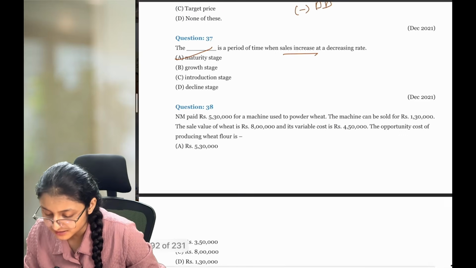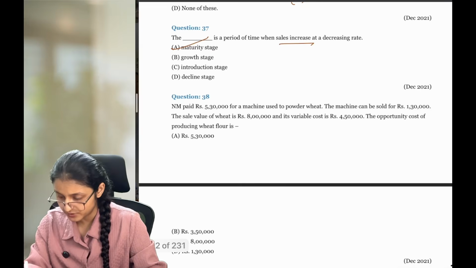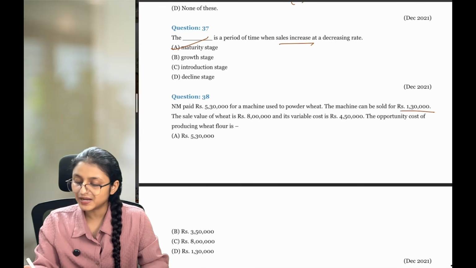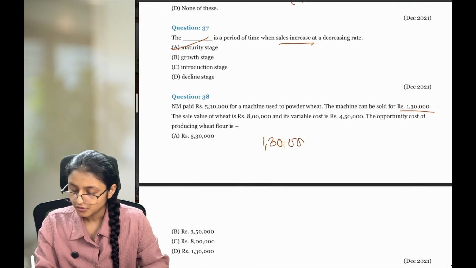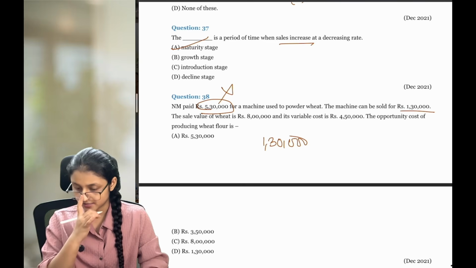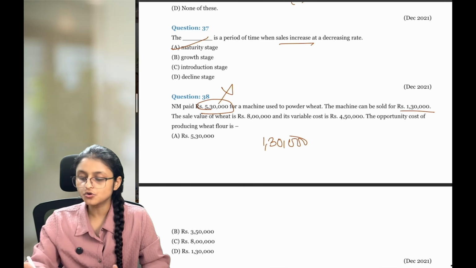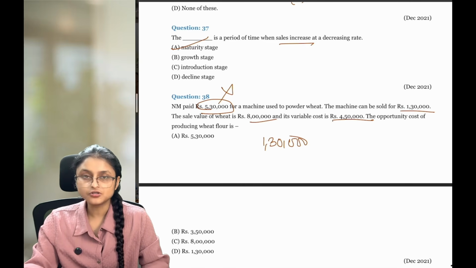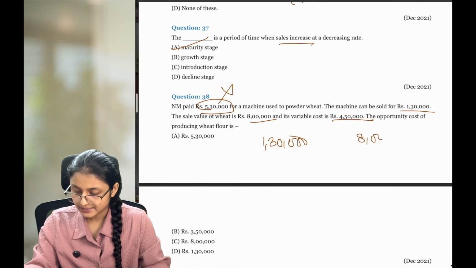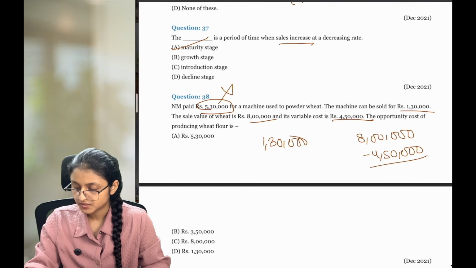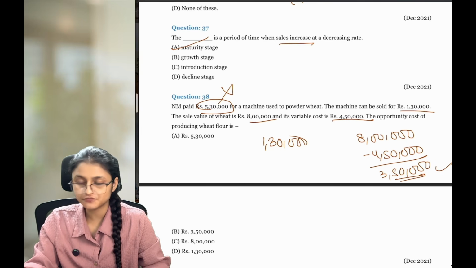NM paid 5,30,000 for a machine used to powder wheat. The machine can be sold at 1,30,000. Original purchase price is always irrelevant. The sale value of wheat is 8 lakh and variable cost is 4,50,000. 8 lakh is the sales value of wheat and 4,50,000 is the cost. That means 3,50,000 is what we are earning if we are using the machine for making the wheat.